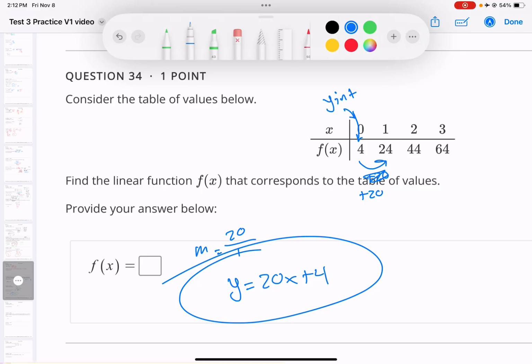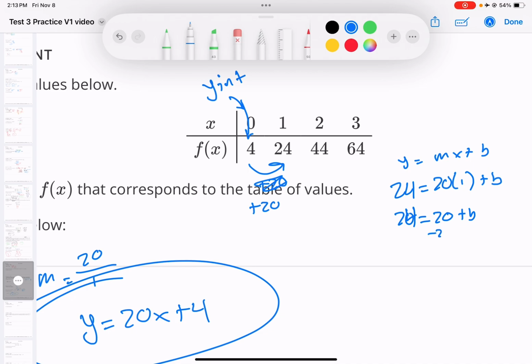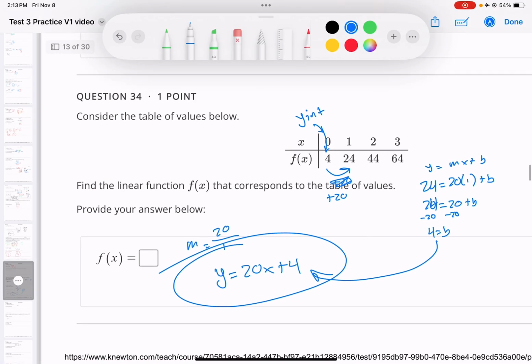And if you didn't have one that had the y-intercept, we know that the slope is 20. I could just do 24 equals 20 times 1, which is my x. This is y equals mx plus b. I don't have b yet. So 24 equals 20 plus b. 4 equals b. I mean, that's right there. Either way, you'll get the right answer.